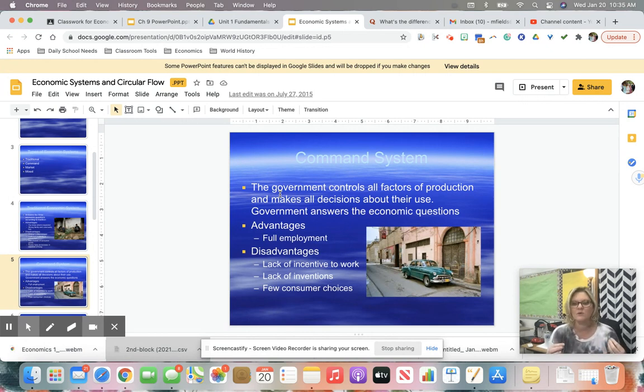The government owns everything. The government's going to decide what's made. They're going to decide how to make it, and they're going to decide who they're going to make it for. And the good thing about this is the government makes sure everybody has a job. If the government owns all the labor, then they can tell people where to work, how to work, when to work, and they are going to make sure everybody has a job. So that is a very good test question. You will see that again. That the major advantage of a command system is full employment.